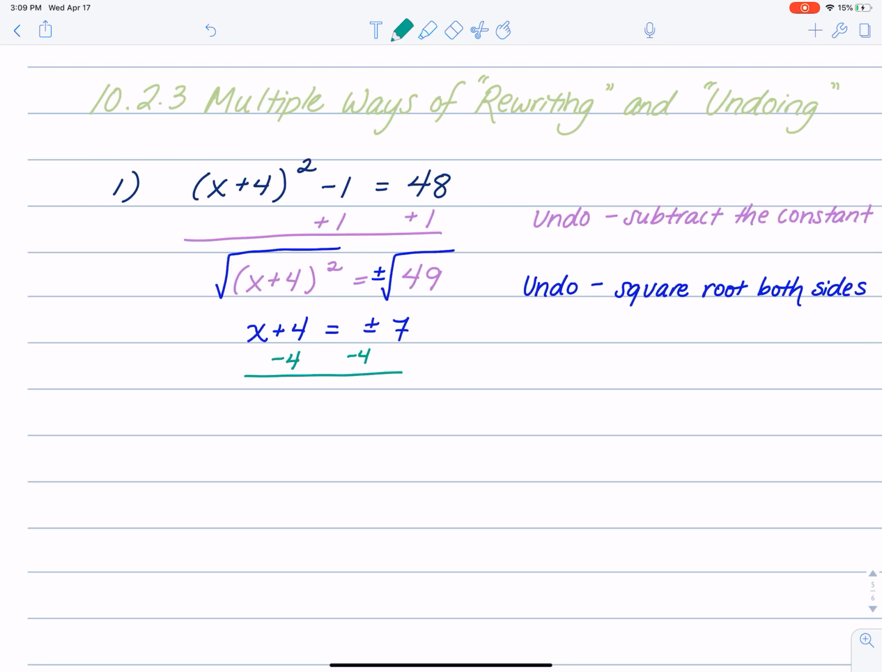Make sure that you don't put it directly underneath that plus or minus 7. It is going to be two different answers. So we have x equals negative 4 plus or minus 7. And that was again an undo step. Subtracting a constant again.